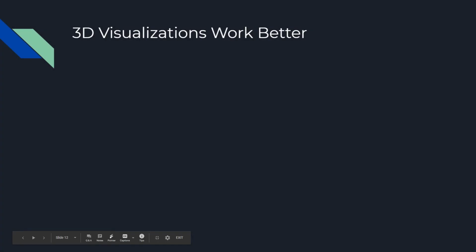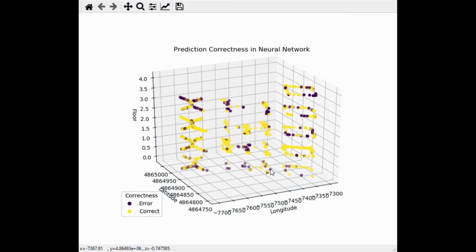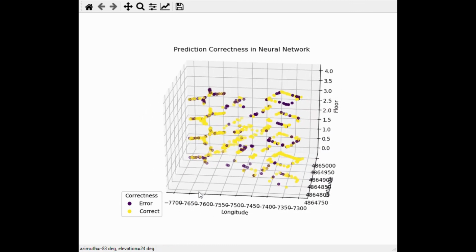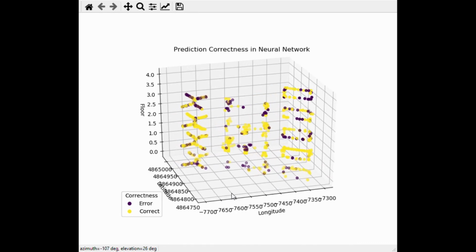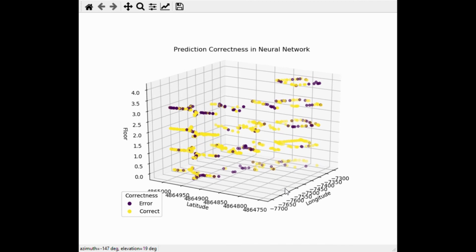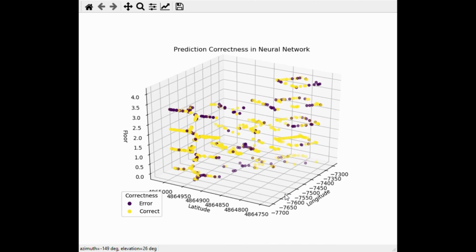But 3D visualizations really work far better with this. So in this figure, we can see this 3D visualization of the different classifications in the neural network. And now we can very clearly see that some of them are in very specific segments.